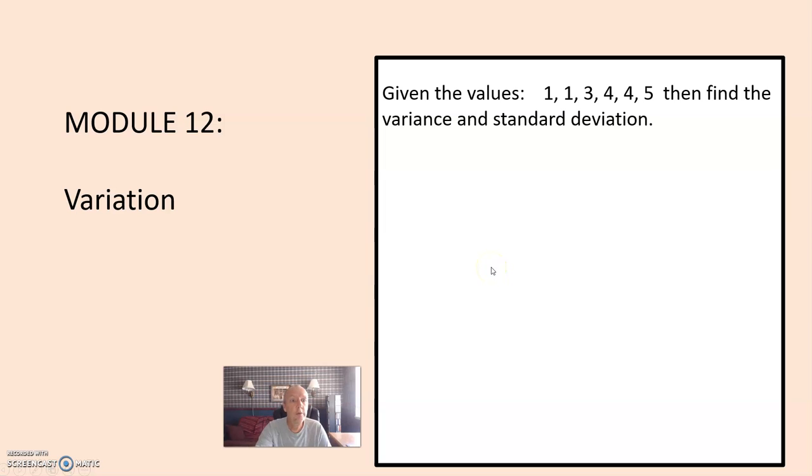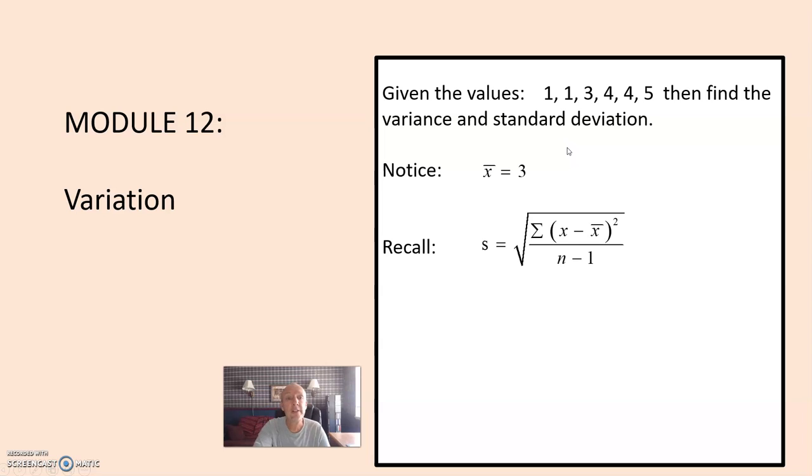In Module 12, we're looking at the concept of variation. So let's look at an example. If we're given the values 1, 1, 3, 4, 4, and 5, and we're asked to find the variance and the standard deviation, how would we do so? Well, first we need to notice that the sample mean, also known as x bar, is equal to 3. So if you need, you could pause the video here, go back to Module 11, and see if you remember how to find the sample mean of a data set.